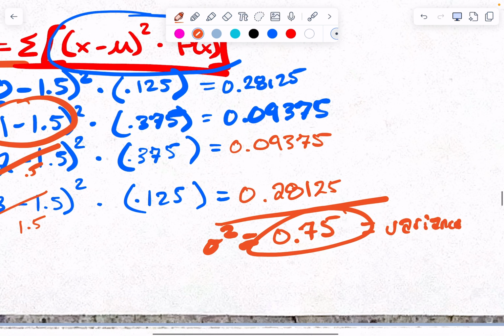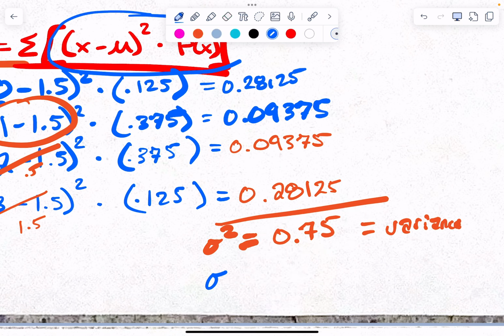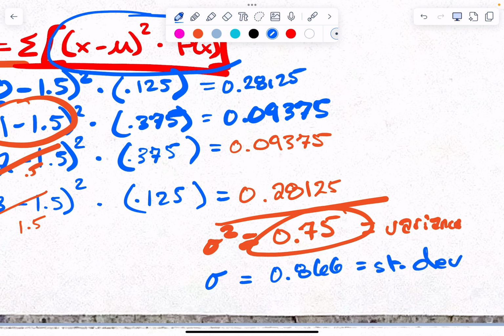Okay, that's the variance. How do I find the standard deviation? I just want sigma, which is standard deviation. The square root of 0.75 is 0.866. I should have known that. That's the standard deviation, denoted as sigma.